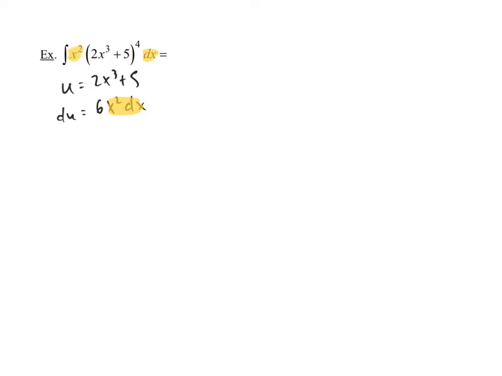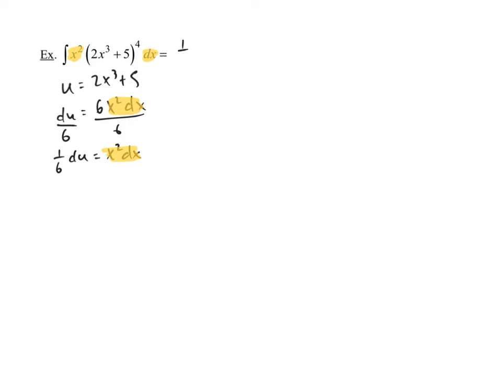And what I notice is that I have the variable part of du in the problem. I have x squared dx. Now what I do not have is the 6, but that's okay. I can fix that problem as long as I have the variable part. So what I'm going to do is I'm going to divide both sides of this equation by 6, and that's going to give me 1/6 of du is equal to x squared dx.